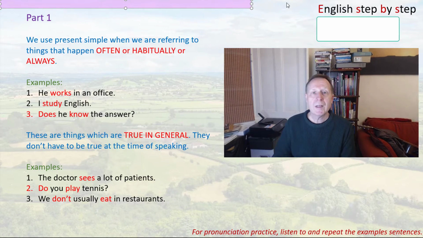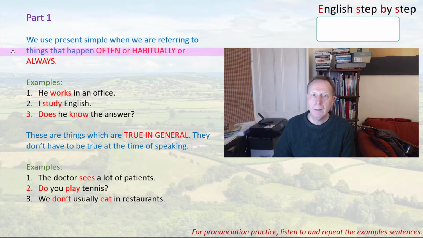So, when do we use present simple in English? Well, we use present simple when we are referring to things that happen often, or habitually, or always. For example, he works in an office, and that's something that often happens. I study English. That's something I often do.